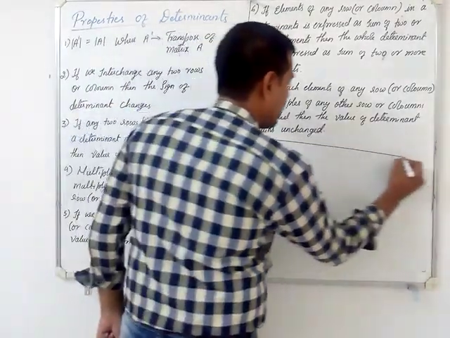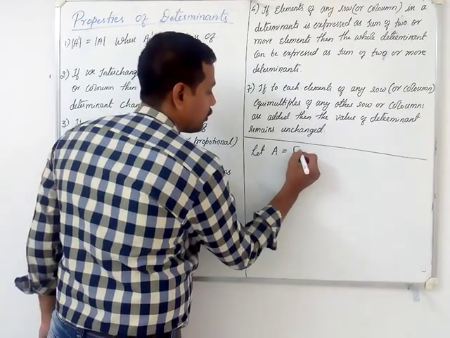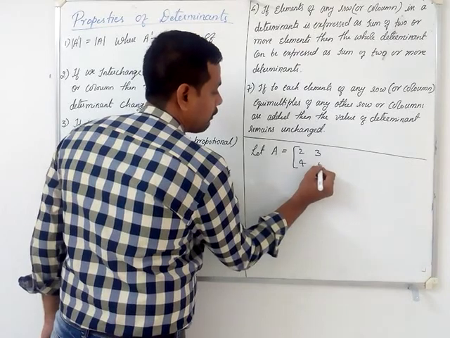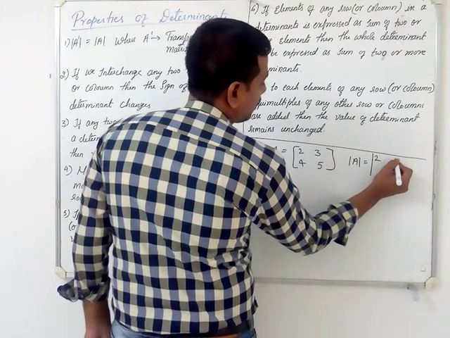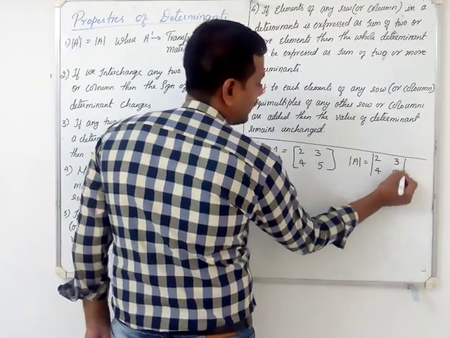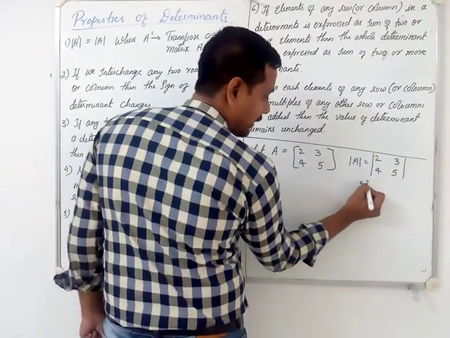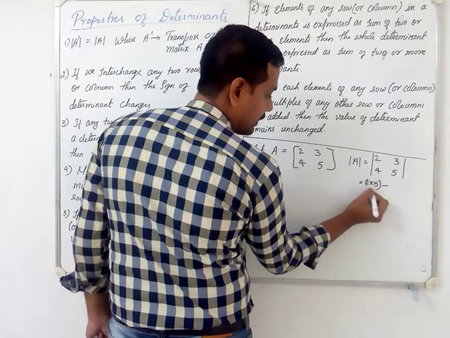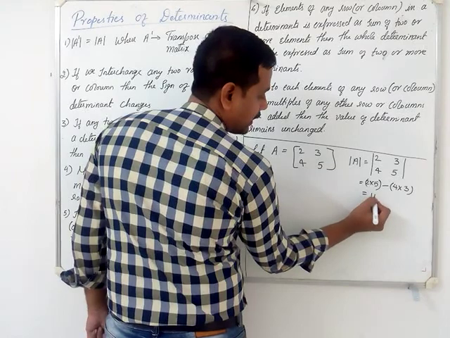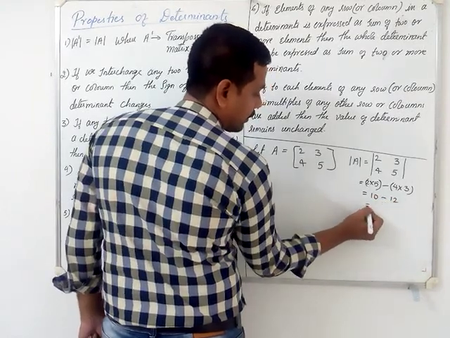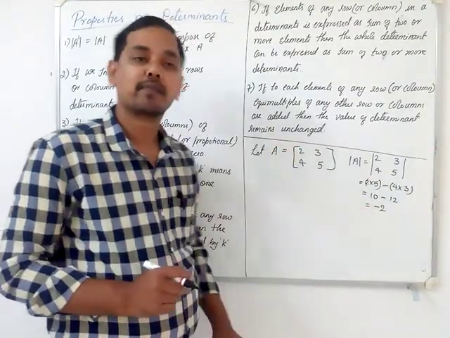For example, let A is equal to 2, 3, 4, 5. Then determinant of A is what? Its determinant value will be nothing but 2 into 5 minus 4 into 3. So 2 into 5 is 10, minus 12, that is nothing but equal to minus 2. So if A is 2, 3, 4, 5, its determinant is minus 2.